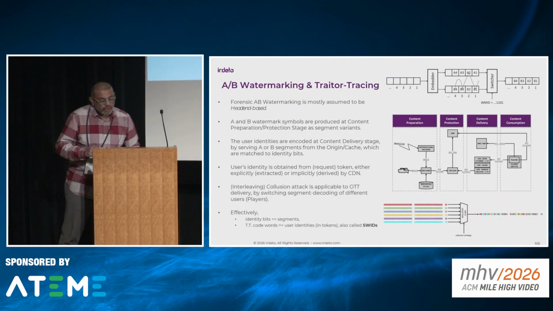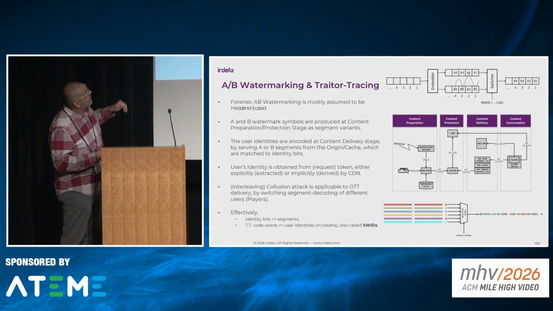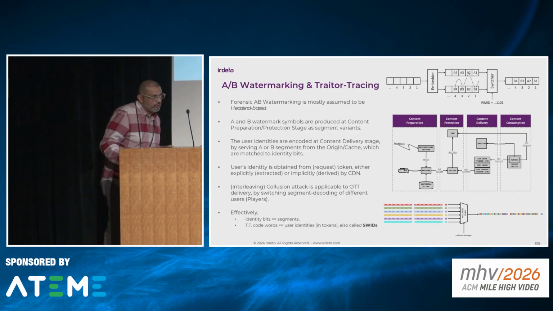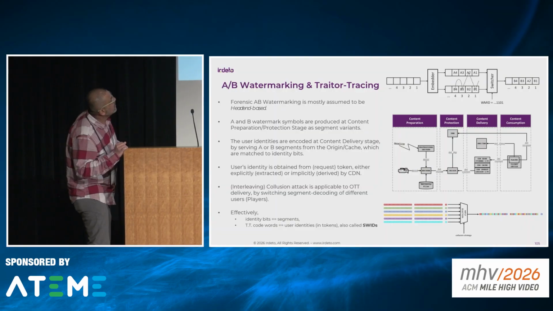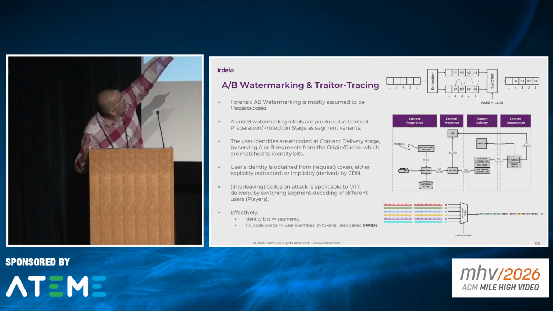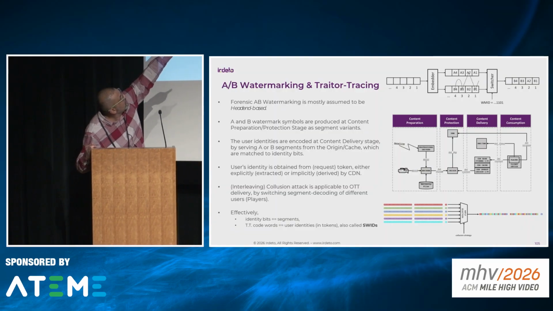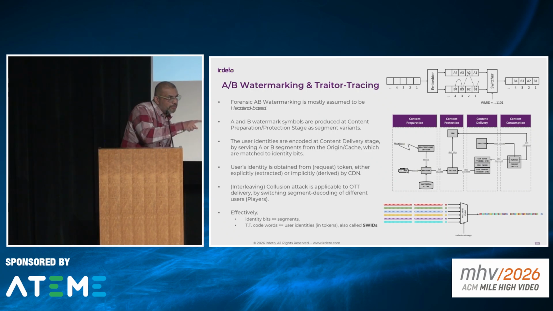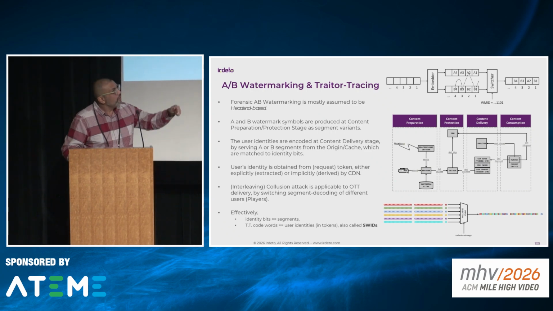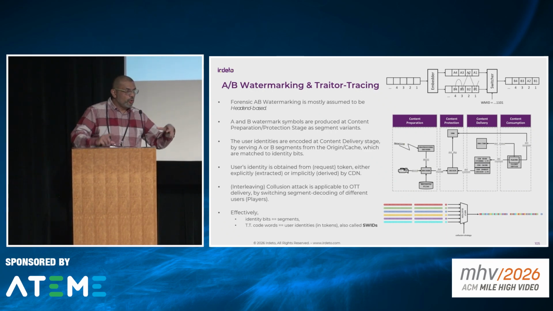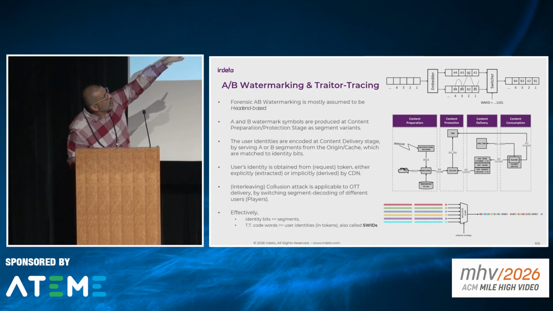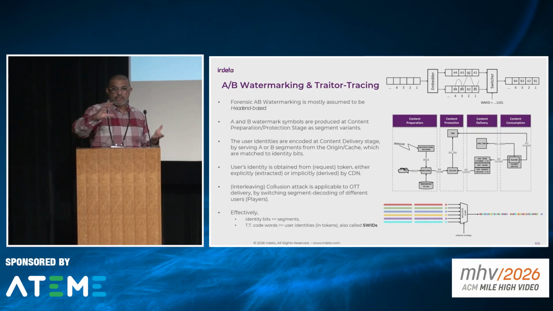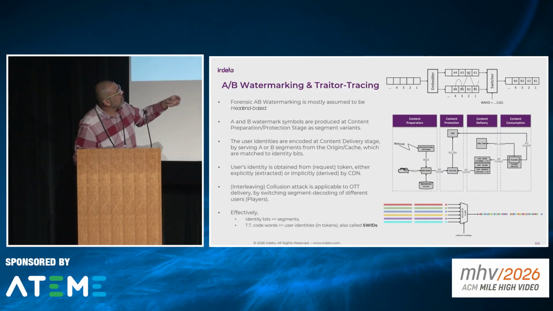So before I go further, I want to give an overview of how this A-B watermarking works. As you see up there, you will have the A and B combinations. The embedder is creating A and B copies. During the switching phase, you are getting a B1, B2, A1, A2. That's how each user gets a unique combination.